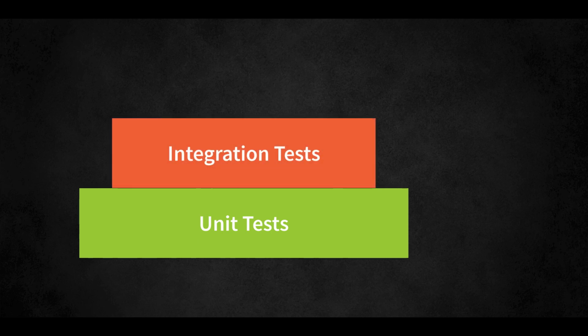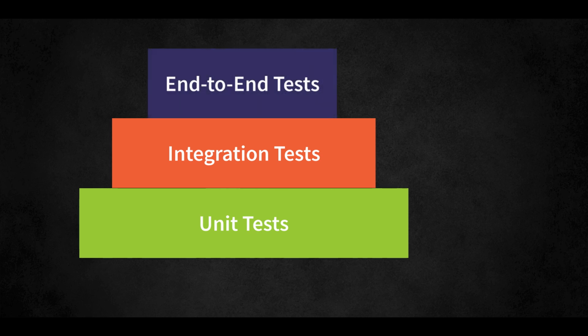Moving up, we have the middle layer for our integration tests. These are fewer in number compared to our unit tests, and their purpose is to test the interaction between integrated units or components within the application. They're going to be slower than unit tests, but are still relatively fast.